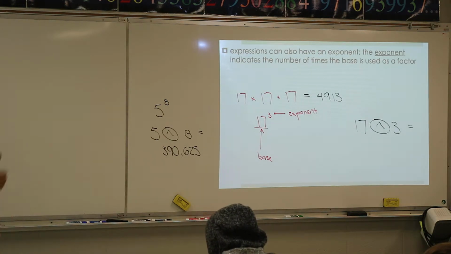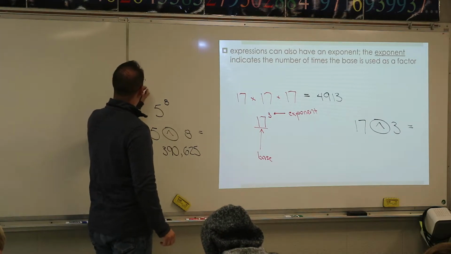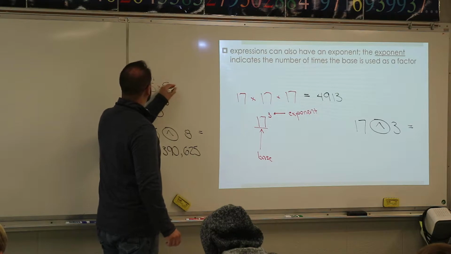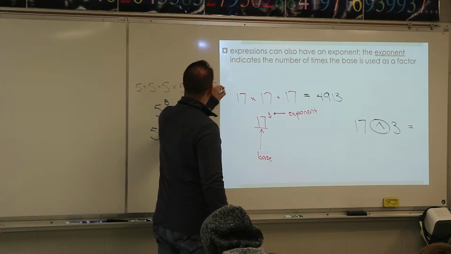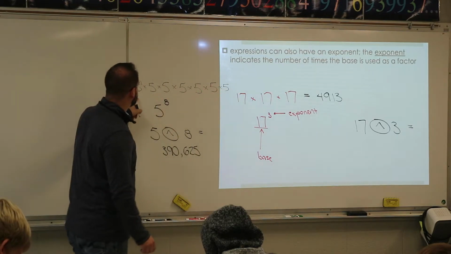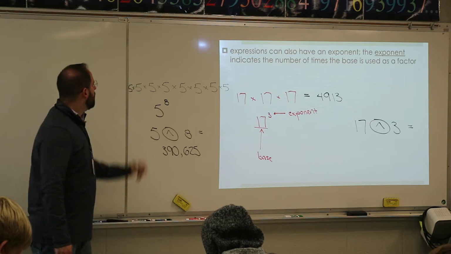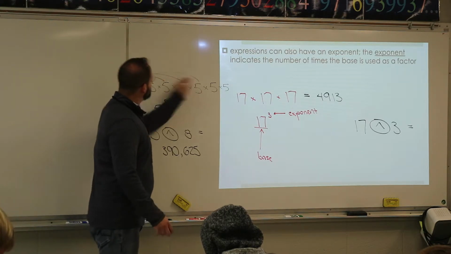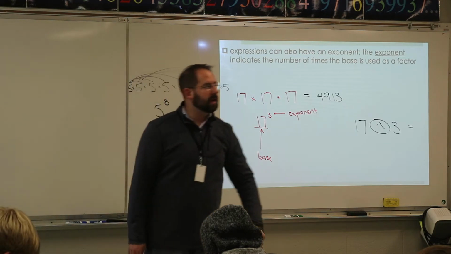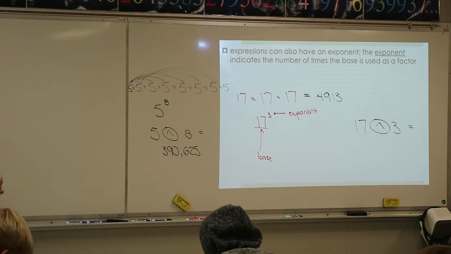My number actually grew to 390,000 because what 5 to the 8 actually means is you have 8 5s multiplied together all the way across. What is that? 1, 2, 3, 4, 5, 6, 7, and 8. There, 8 5s multiplied together. Well, these make 25, this makes 625, and you just keep going until you get to 390,000. Big numbers, right?